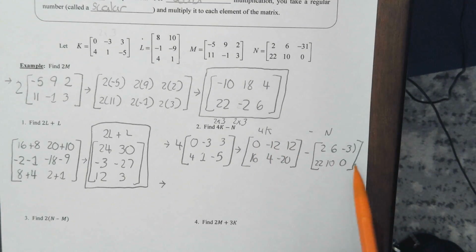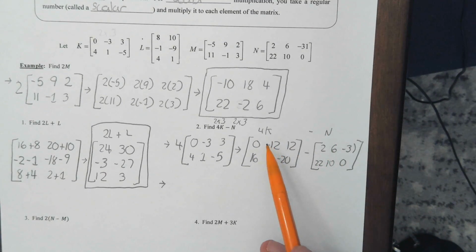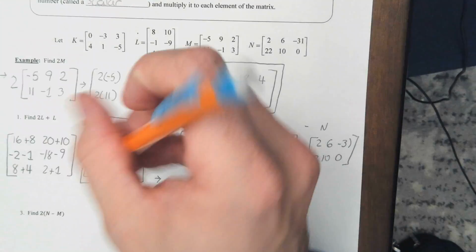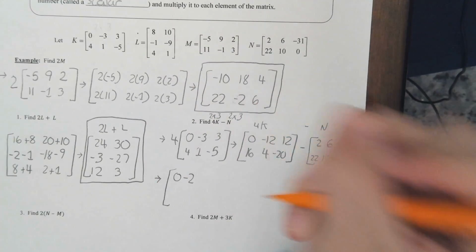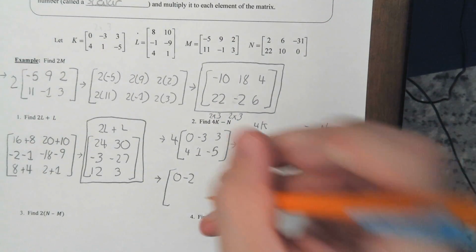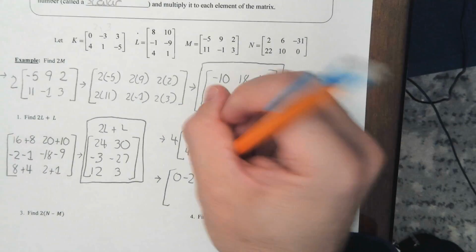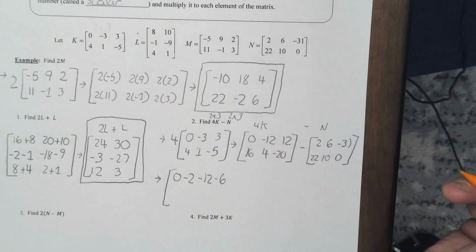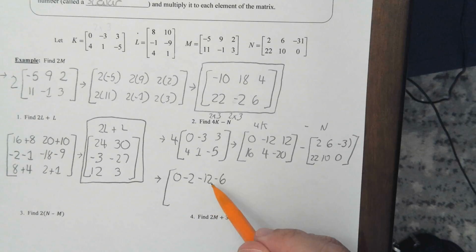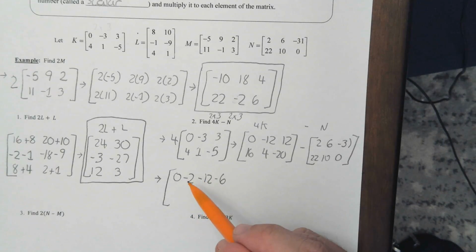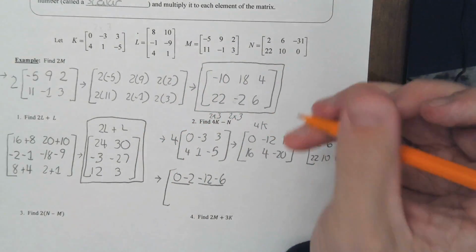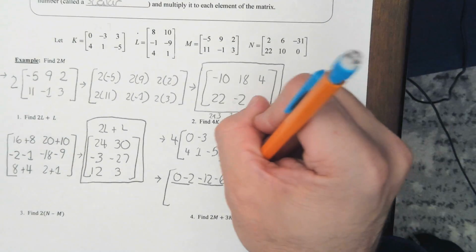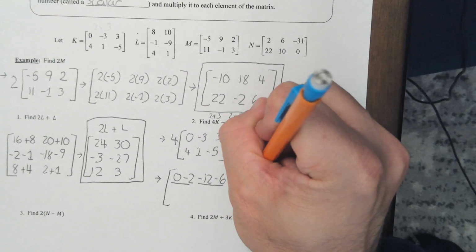So there we go. Now we've got 4k minus n here. Let's go ahead, corresponding elements, add those together. So it's going to look like this. We're going to have now 0 minus 2, negative 12 minus 6. Don't let those elements get tied together here. Sorry, I know it looks crazy. It looks like 0 minus 2 minus 12 minus 6. Remember, they're separate. That's 0 minus 2 here. That's negative 12 minus 6. That's 12 minus a negative 31.